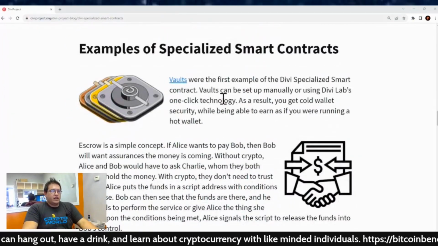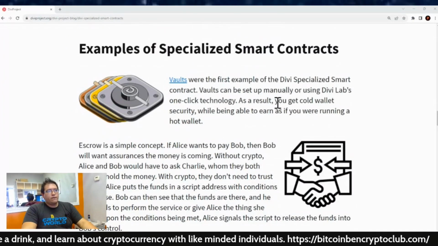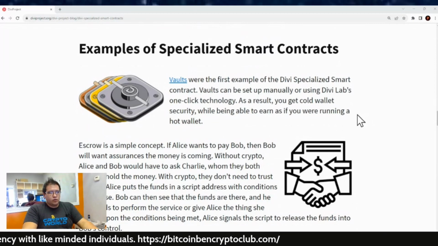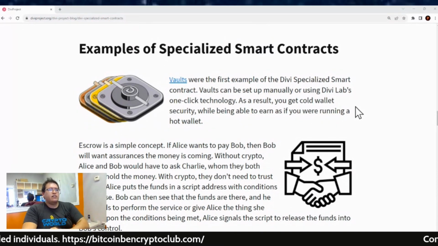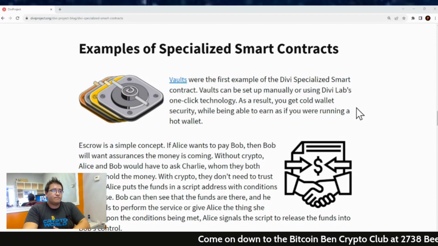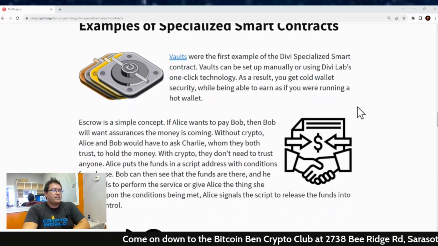Well, here we have vaults. Vaults were the first example of the Divi specialized smart contract. Vaults can be set up manually or using Divi Labs one-click technology. And as a result, you get cold wallet security while being able to earn as if you were running a hot wallet. Now, escrow is simply a concept.